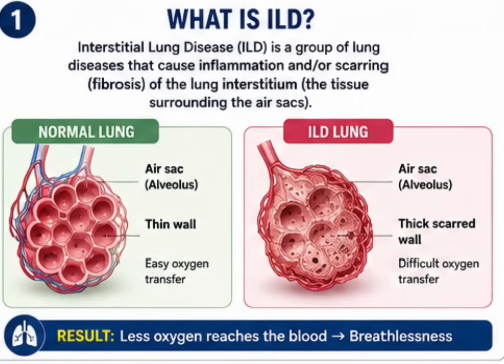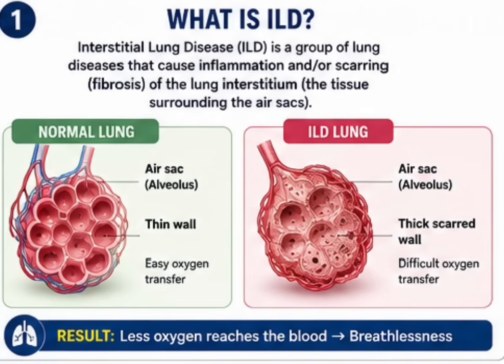What is interstitial lung disease? Basically, it is a group of lung diseases that causes inflammation or scarring, that is fibrosis of the lung interstitium. Lung interstitium is basically the tissue surrounding the air sacs.